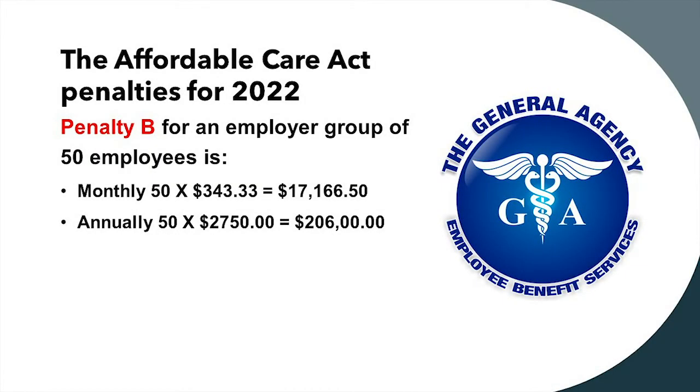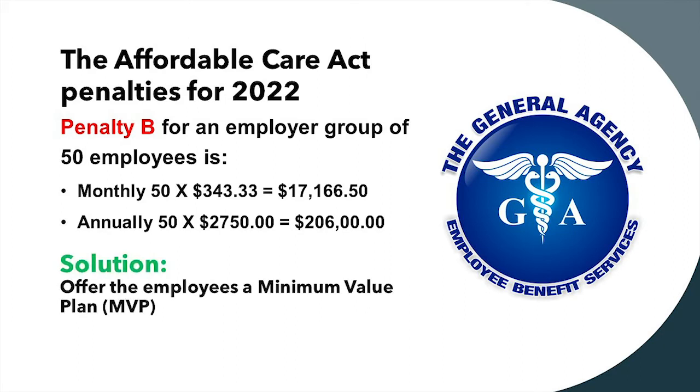The fines for penalty B for a 50 life group monthly is $17,166.50 and annually $206,000. So it's important, if you're not in compliance, to set a plan up right away to get you into compliance to avoid those fines.